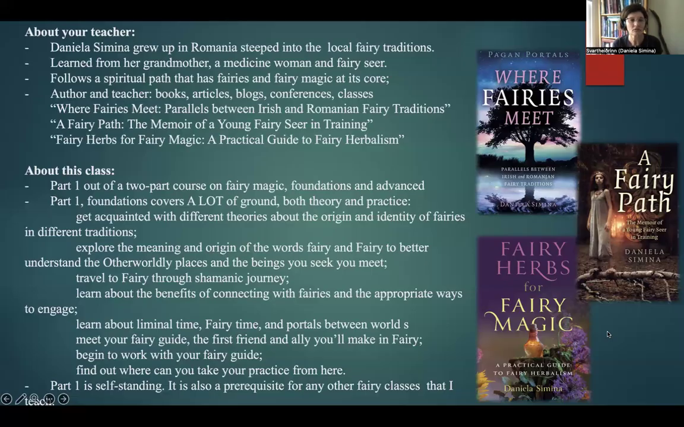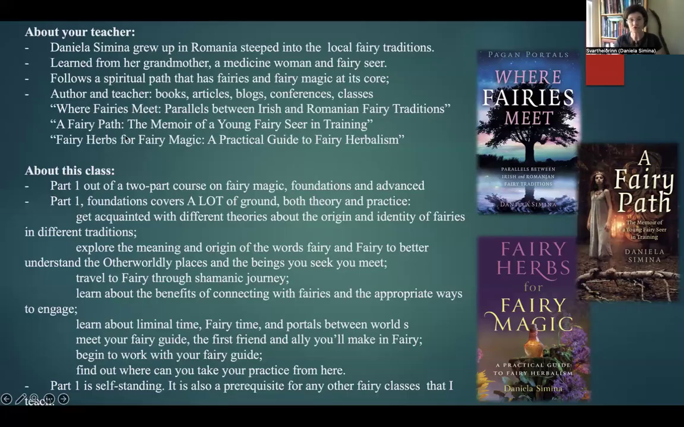So I do follow a spiritual path that has fairies and fairy magic at its core. My path, generally speaking, is North Germanic paganism, but while I do interact with what we call deity or deities, the very core of my practice is centered around fairy beings, particularly the hidden people of the Scandinavian folklore, land spirits, house spirits, and these kinds of spirits.